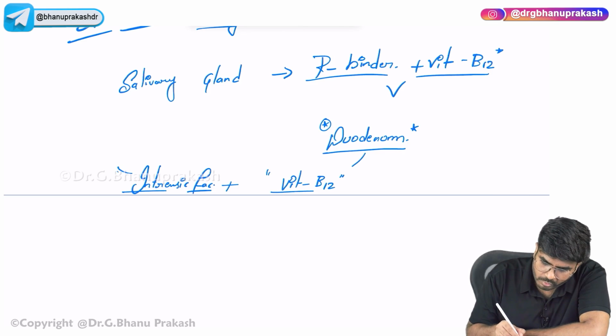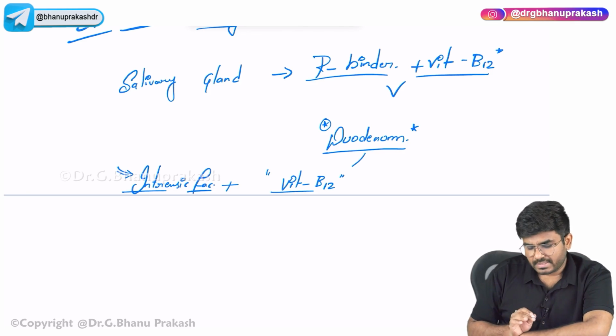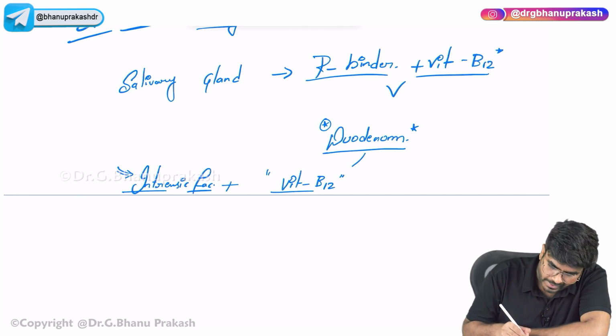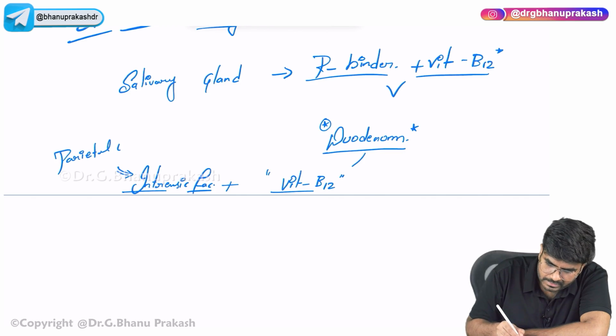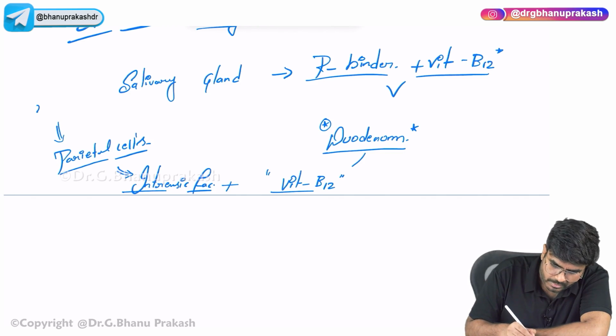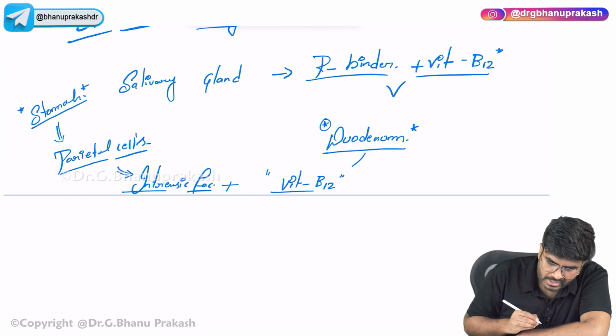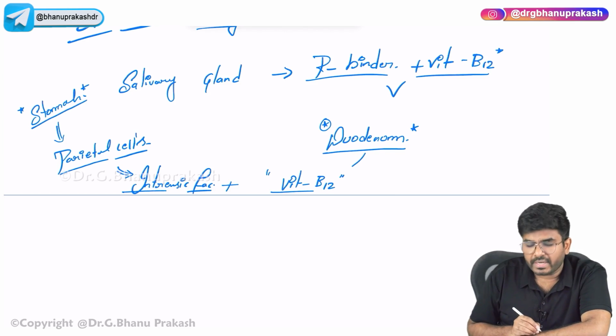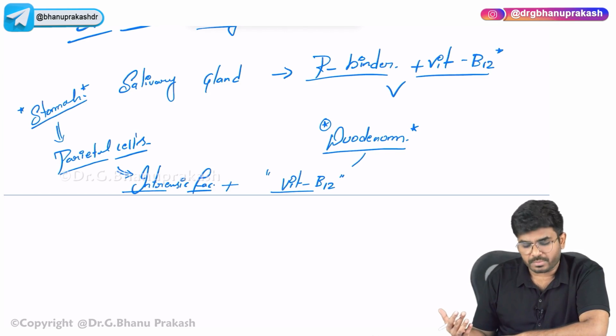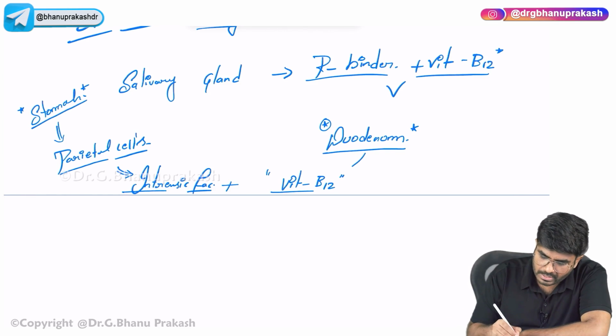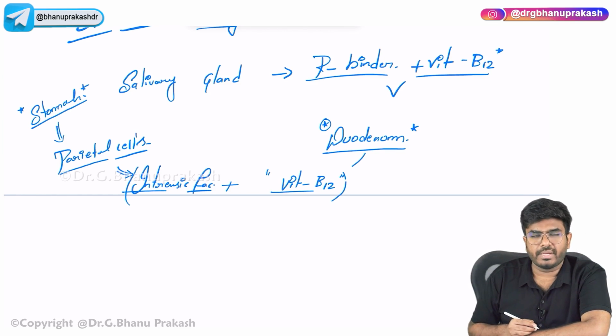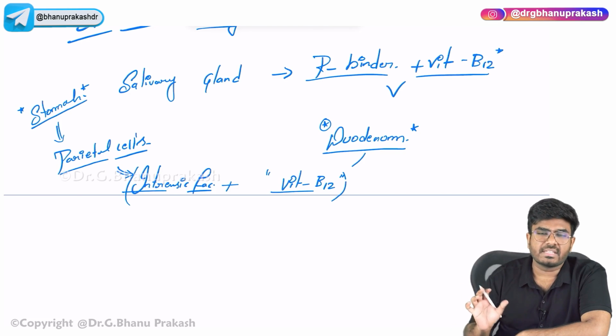Now you can ask who is producing this intrinsic factor. This intrinsic factor is produced by parietal cells. Where are these parietal cells? The parietal cells are present in the stomach, in the gastric mucosa. Those parietal cells, of course, produce acid. Parietal cells produce acid as well as intrinsic factor. This intrinsic factor binds with vitamin B12, and this is called the B12 intrinsic factor complex.